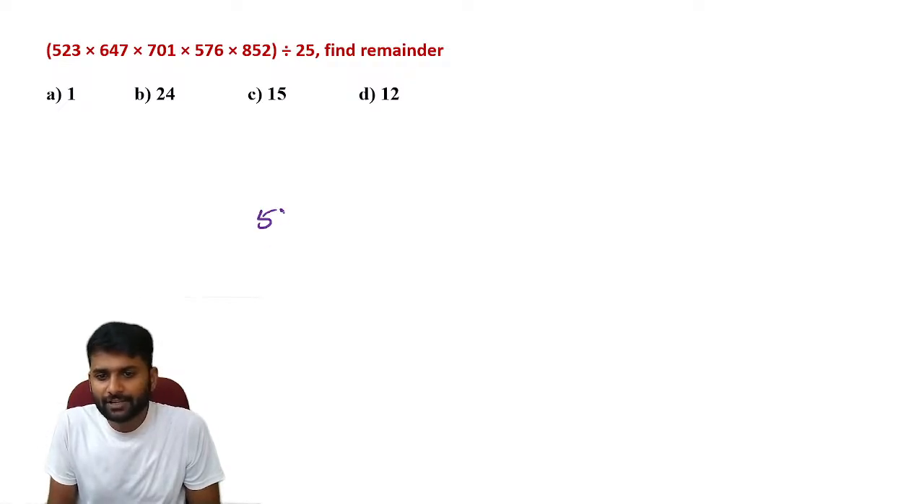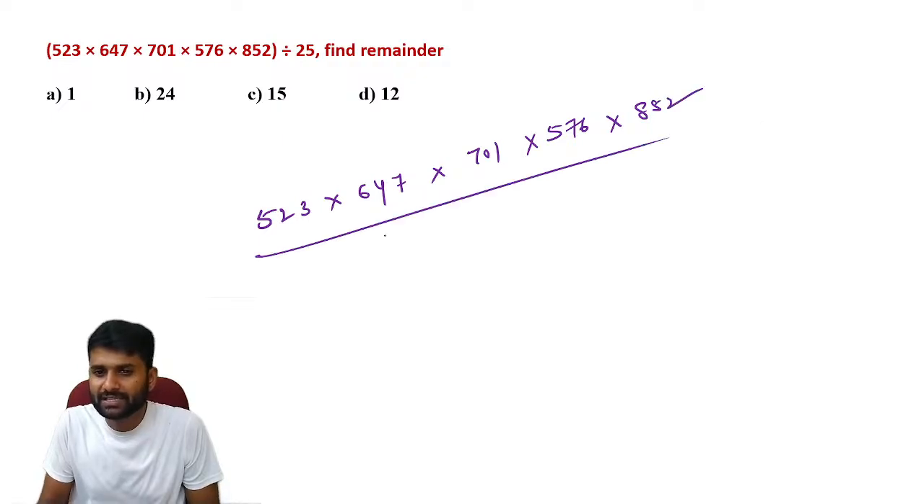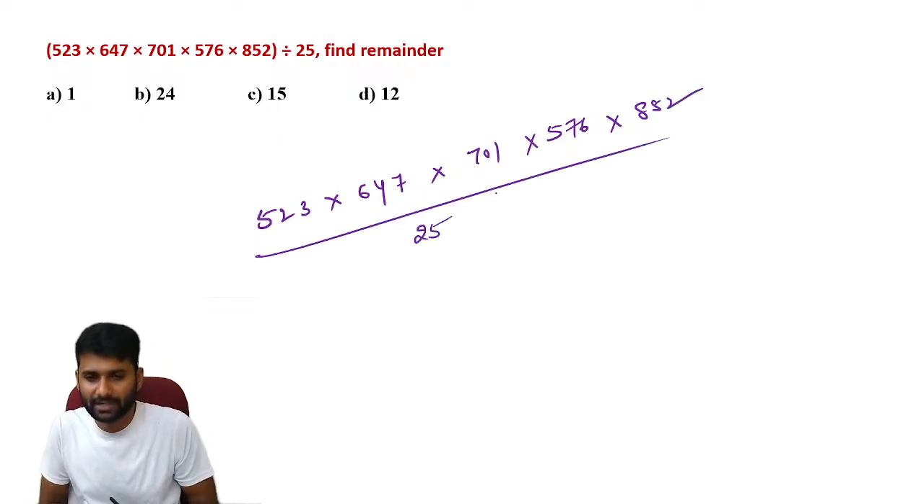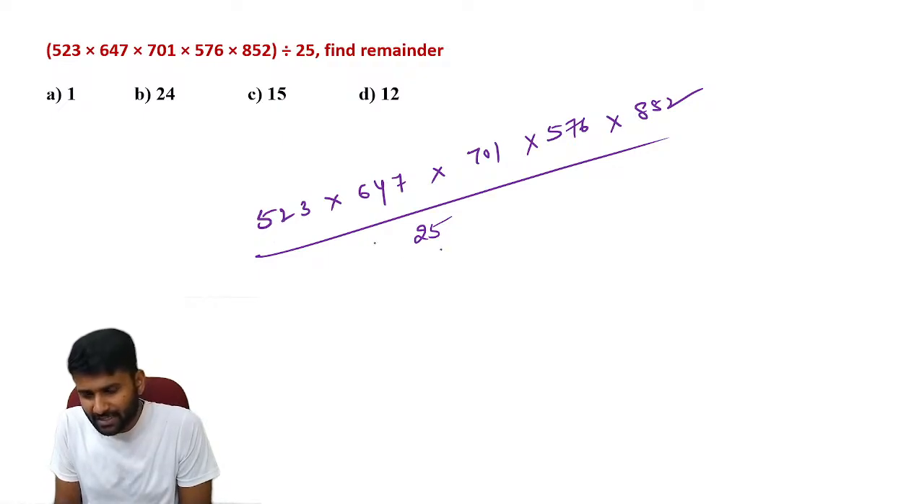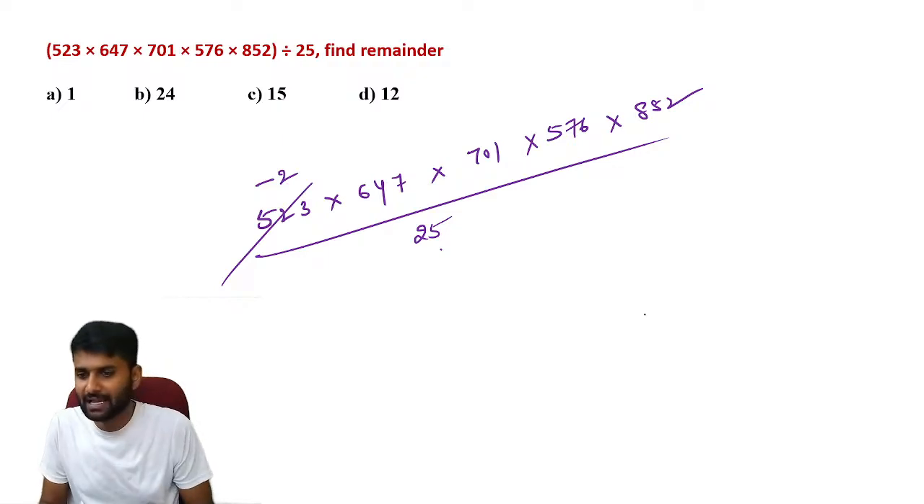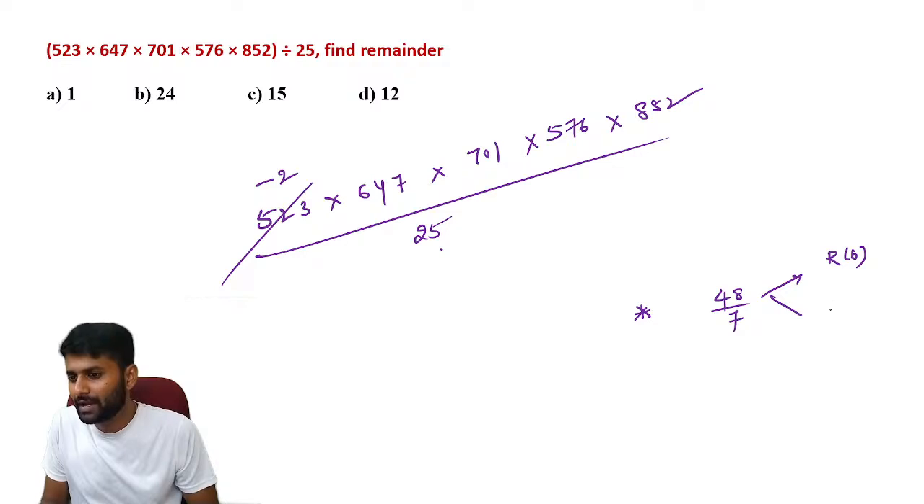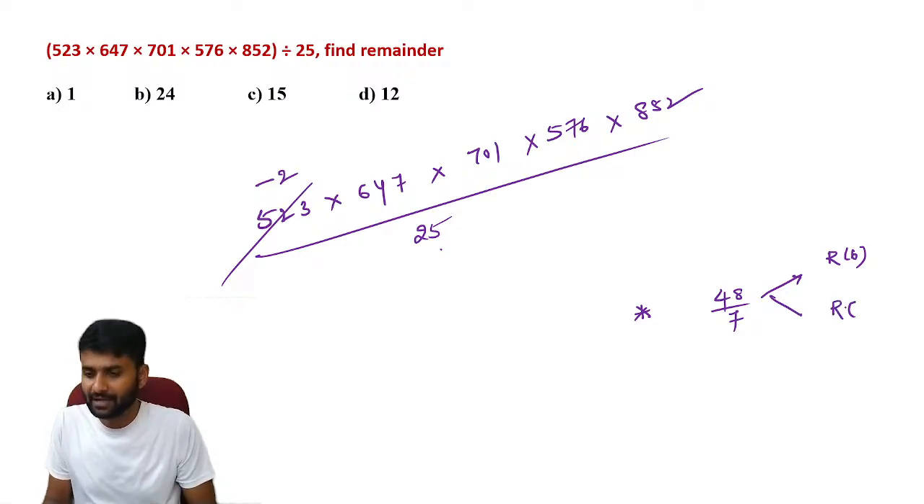Now see, 523, 647, 701, 576 and 852 divided by 25. What about the remainder? If 523 is divided by 25, definitely your remainder is minus 2. Guys, I will tell you one information, remember that. If 48 is divided by 7, you can take the positive remainder as 6. You can take the negative remainder for better calculation. Still, you can take the negative remainder as minus 1.